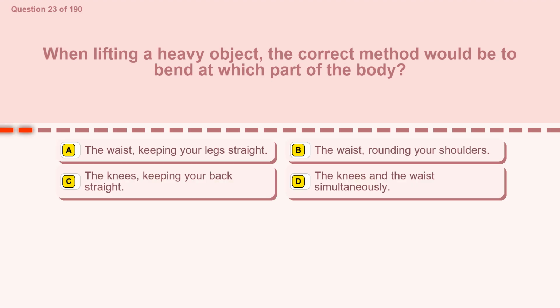Question 23. When lifting a heavy object, the correct method would be to bend at which part of the body? Option A. The waist, keeping your legs straight. Option B. The waist, rounding your shoulders. Option C. The knees, keeping your back straight. Option D. The knees and the waist simultaneously.